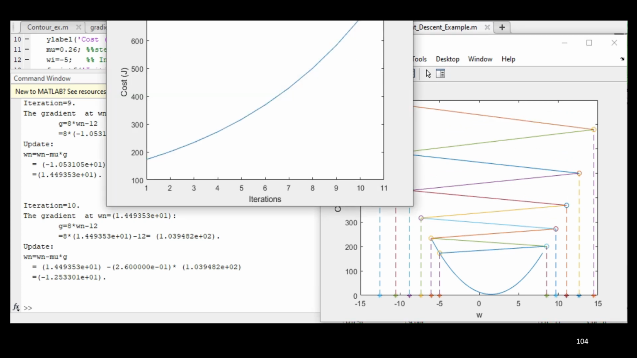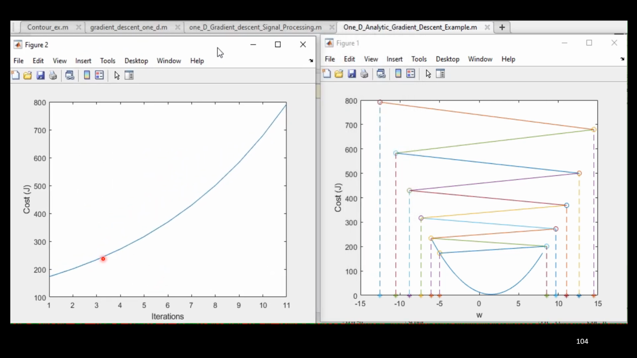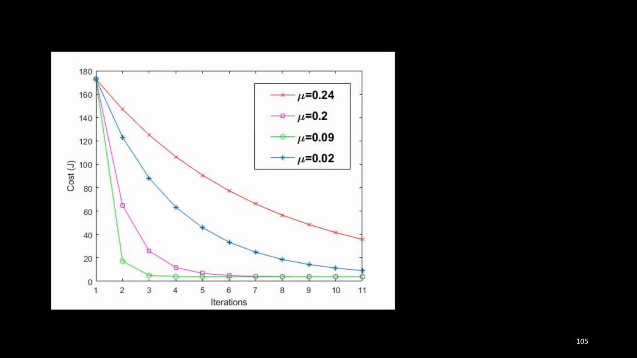And from this figure it is very clear that the cost value is increasing, meaning the algorithm is diverging, right? So here we have shown all the plots. You see mu equal to 0.02, this is the convergence rate. And if you increase a little bit more, 0.09, it is too good for this algorithm. This step size is very good, converging very fast, the green one.